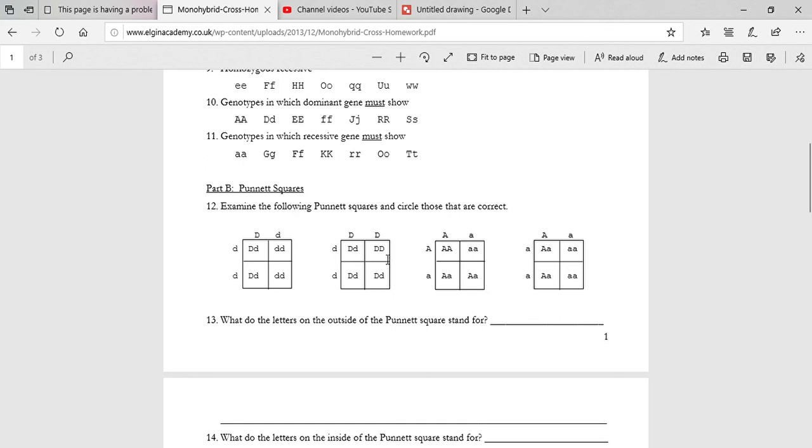This possibility, however, is wrong. If you look over here, this is a dominant allele, and over here you have a recessive gene. So you can't get a homozygous dominant when you cross a dominant and a recessive. This is wrong. I'm not going to go over the rest, but you get the idea. Hopefully this helps. Thanks.